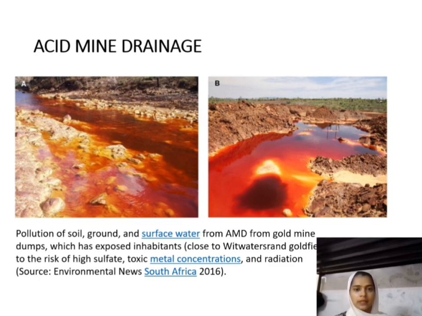So you can see the pictures of acid mine drainage from a gold mine dump. This is exposed to the inhabitants and it has a high risk of sulfates, toxic metals, and radiation. These pictures were from a report of Environmental News South Africa from 2016.